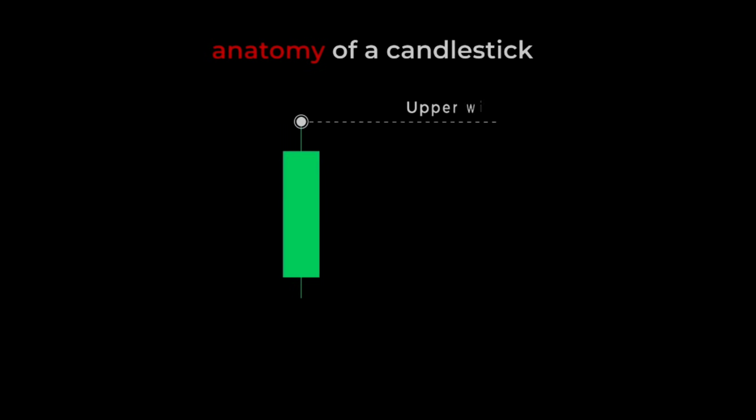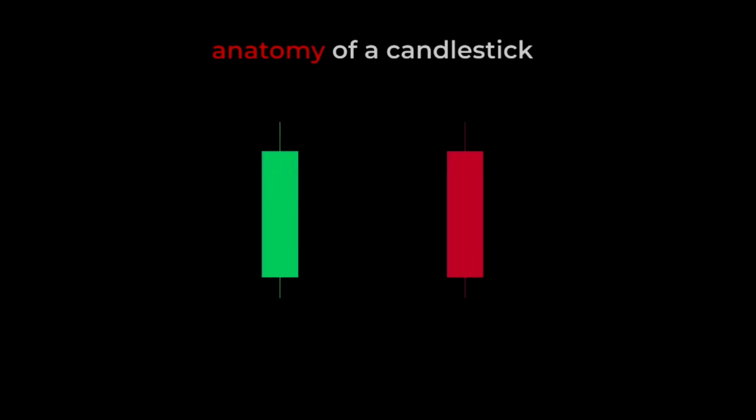The end of the upper wick shows the highest price reached during that period, while the end of the lower wick shows the lowest price reached during that period. For the candle's body, however, things are a bit different. On a green candle, the bottom of the body shows the opening price for that period, and the top shows the closing price.